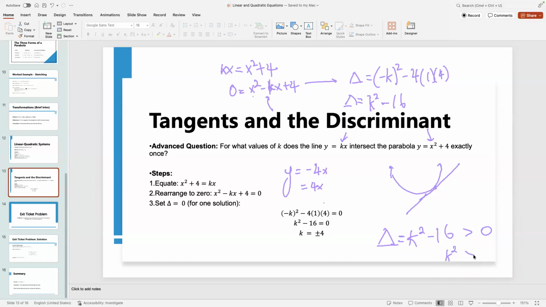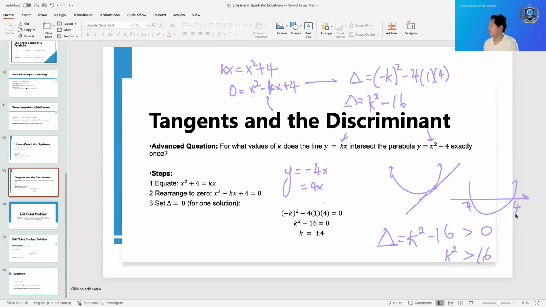Plus 4. Well, no, k squared. Just move the 16 and get round, right? I have what? K squared must be now bigger than what? 16. Yep. K squared must be bigger than 16. So anything that's either what? Less than -4 or bigger than +4 would work, right?